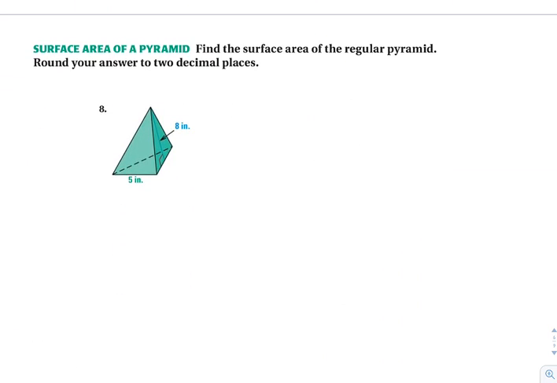Okay, so find the surface area. So it's asking for the whole thing of the regular pyramid. I see that it's implying, because the slant height is giving you this side, that this is 8 and this is 8, and that this bottom side is the base. So the base shape here is a regular polygon with 3 sides, so it's an equilateral triangle of 5, 5, 5.